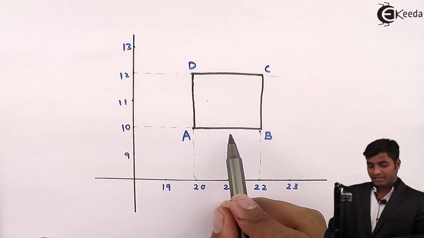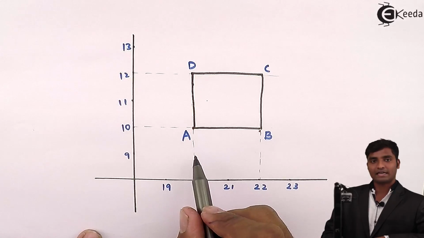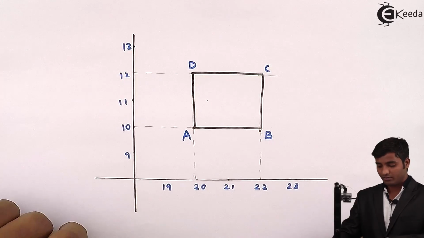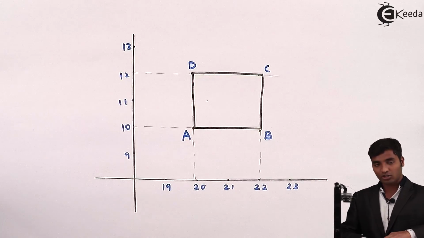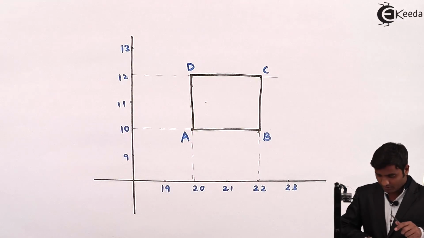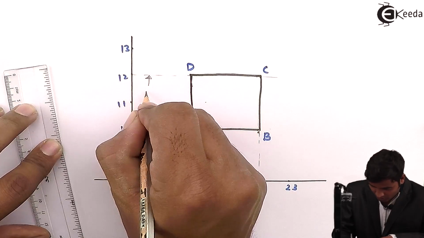So this is the initial figure. Based on the coordinates and side of the square, I plotted the square onto the graph. Now I have to calculate the origin. Origin means the center of the square, which means that this side is 2.